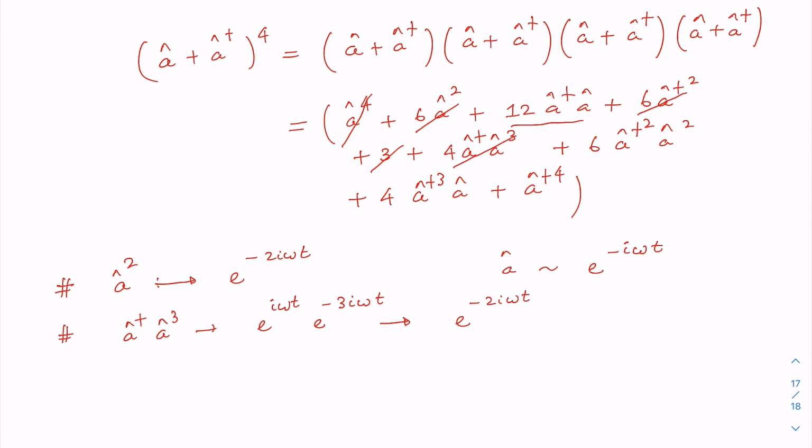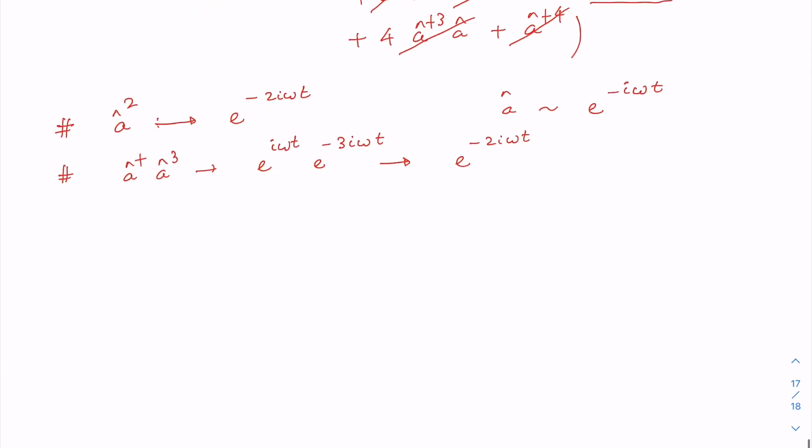We can drop that. This term is not going to rotate because a dagger square and a square, they will nullify their rotations. Again, this term is going to rotate, so this we can neglect, and this term is also going to rotate with frequency 4 omega. So that way we can drop all the rotating terms and just keep the non-rotating terms, and here we'll be left with only these two terms.